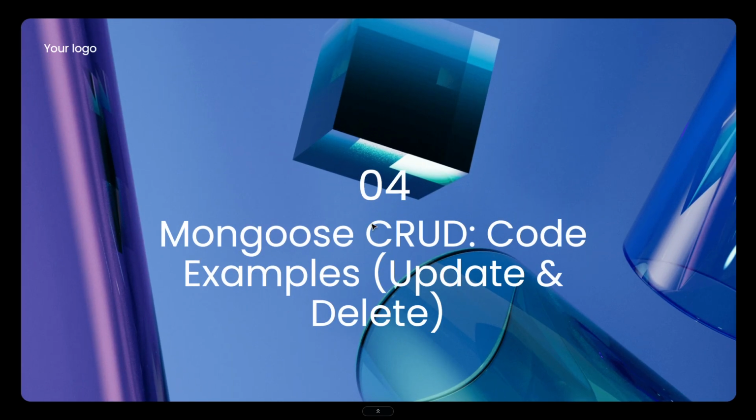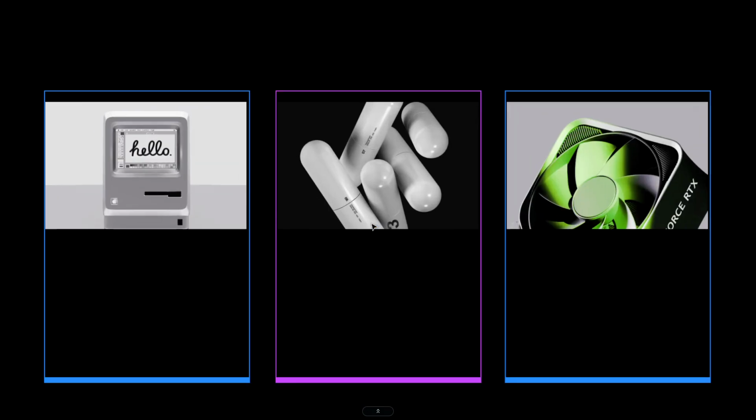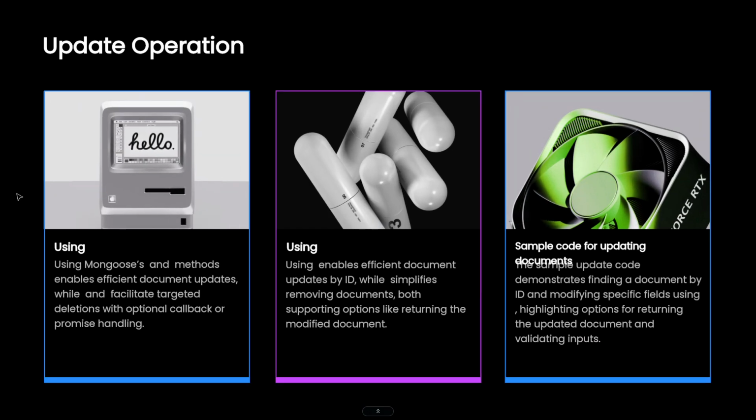Mongoose CRUD code examples, update and delete. The update operation using Mongoose methods enables efficient document updates, with optional callback or promise handling. Coming to another topic, findByIdAndUpdate enables efficient document updates by ID, supporting options like returning the modified document.